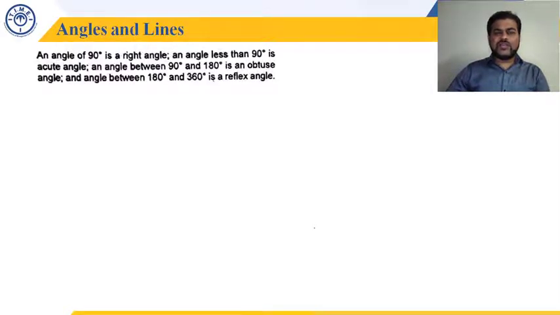An angle of 90 degrees is called a right angle. An angle of less than 90 degrees is called an acute angle. An angle between 90 degrees and 180 degrees is called an obtuse angle. An angle between 180 degrees and 360 degrees is known as a reflex angle. So 90 degrees is a right angle, less than 90 is acute, greater than 90 and less than 180 is obtuse, and greater than 180 and less than 360 is reflex. And if it is 360 degrees, it is known as a complete angle.